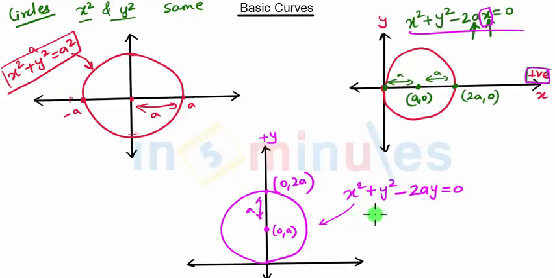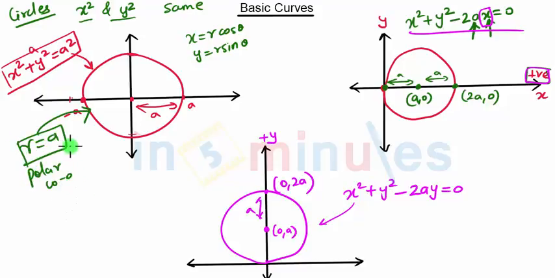So these are the equations of circles in Cartesian coordinates. We also have the equation of a circle in polar coordinates. After doing the substitution, that is x equal to r cos theta and y equal to r sin theta, we will get the equation of the circle as r equal to a in polar coordinates. So r equal to a is the equation of the circle in polar form for this circle.